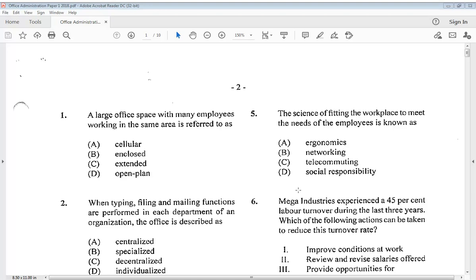So, the first question says, a large office space with many employees working in the same area is referred to as A, cellular, B, enclosed, C, extended, D, open plan. We know that is the open plan. So the answer would be D. Let's go on to question number 2.